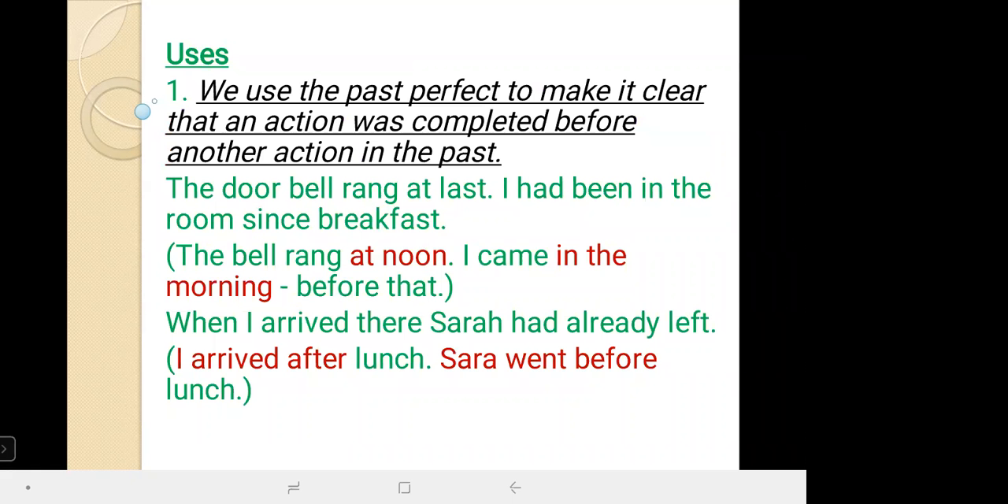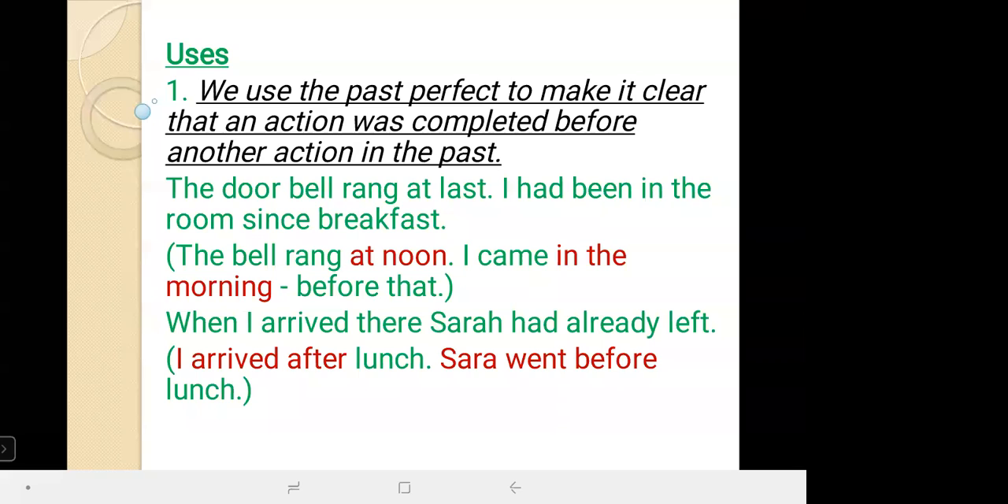The uses. The first one is we use the past perfect to make it clear that an action was completed before another action in the past. For example, most of you today have done two things in the morning, let's say. Maybe you cooked your own breakfast. After you cooked it, what do you do to it? You eat it. So you can say, I had cooked breakfast before I sat to eat it. Before I sat to eat it. So the first action is cooking it, and then the second action is sitting to eat the breakfast.